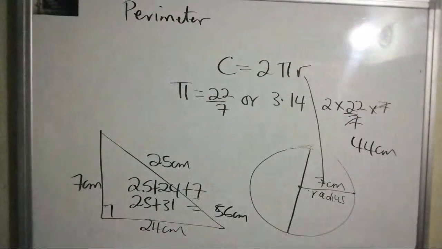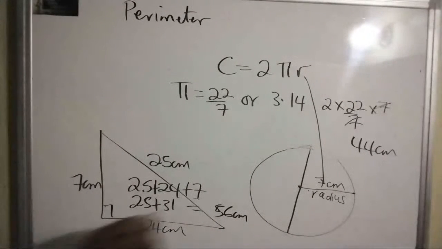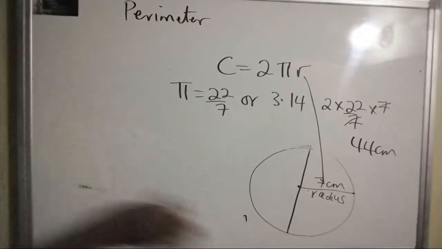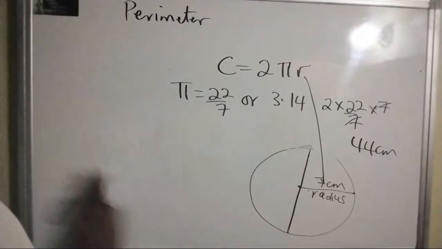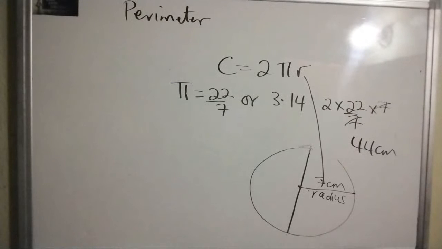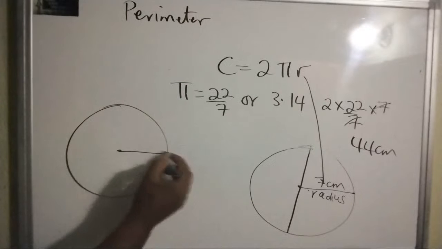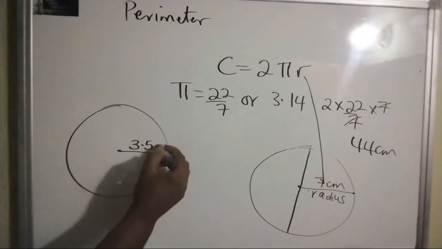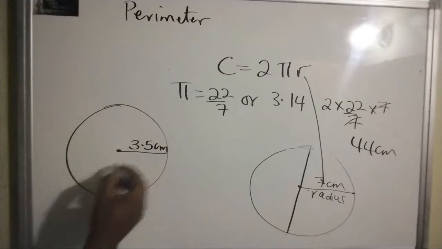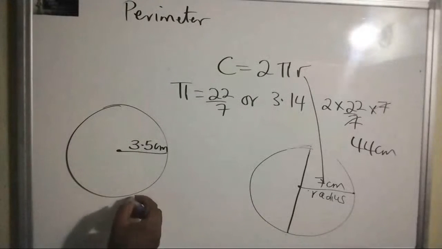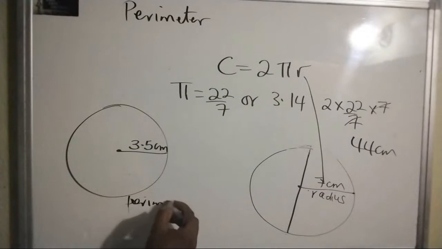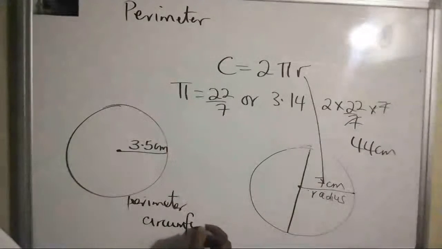Alright, I'm going to give you guys one more to find the circumference, and then I'm going to give you guys a challenging one and see how well you handle that one. So this is 3.5 centimeters. Go ahead and find the perimeter or the circumference. Let's see who will be the first person to get this one.